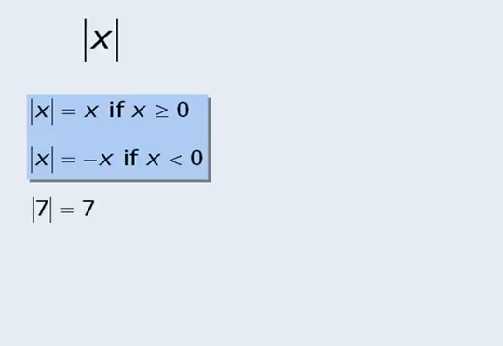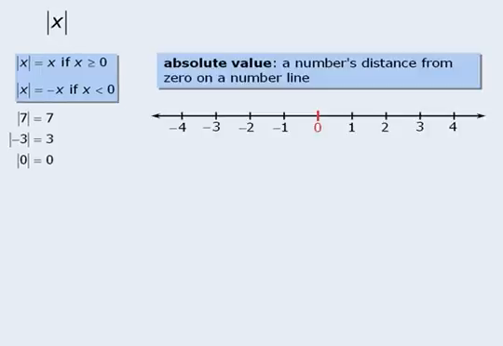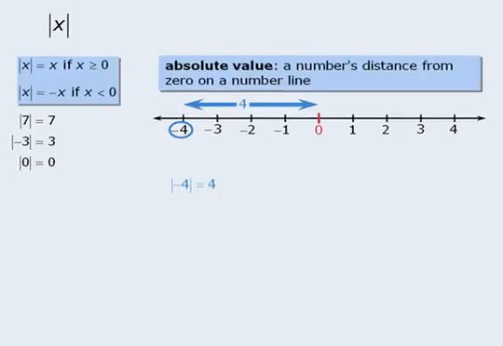So the absolute value of 7 is 7, and the absolute value of negative 3 is 3, and the absolute value of 0 is 0. Another way to define the absolute value of a number is to say that it is the number's distance from 0 on the number line. So, for example, to determine the absolute value of negative 4, we notice that negative 4 is 4 units away from 0 on the number line. As such, the absolute value of negative 4 is equal to 4.